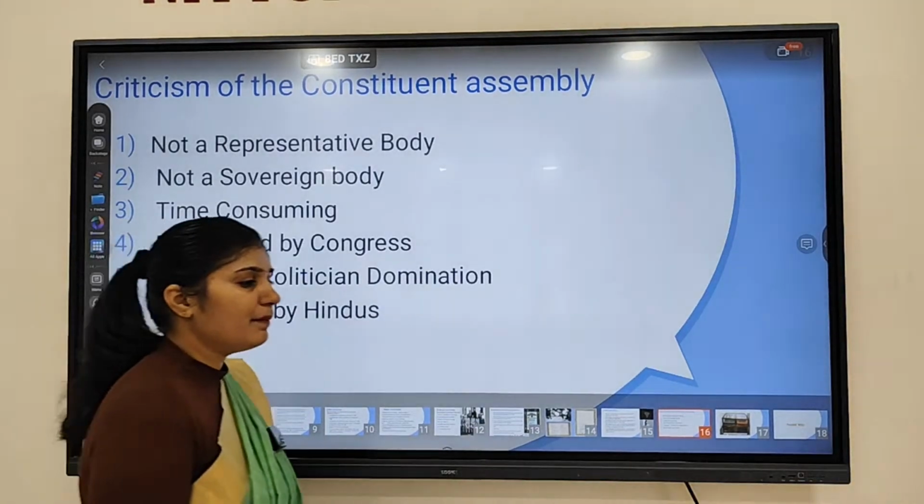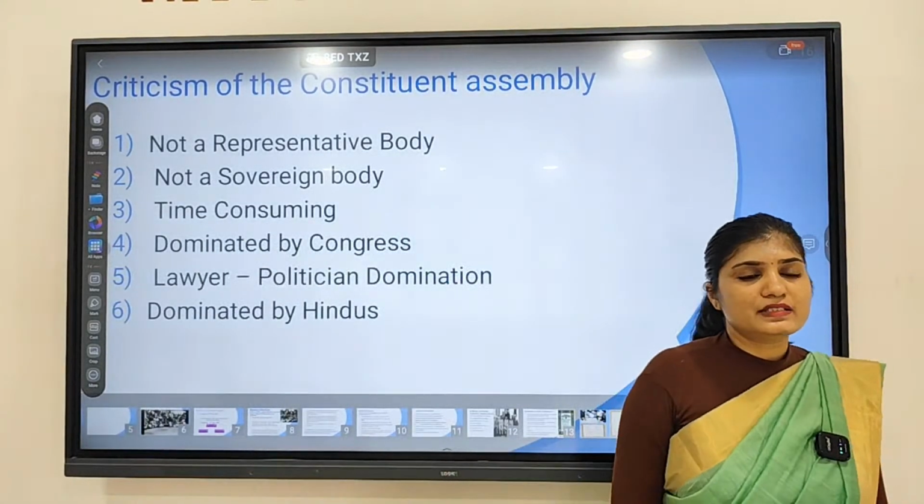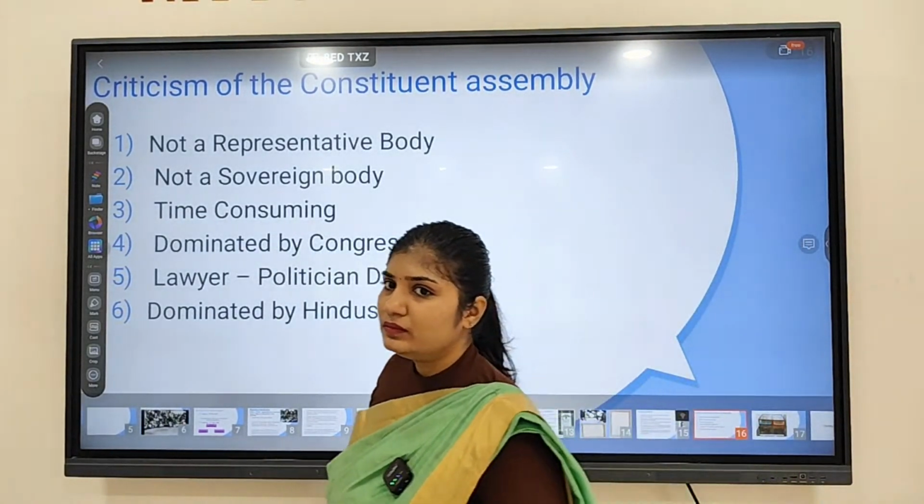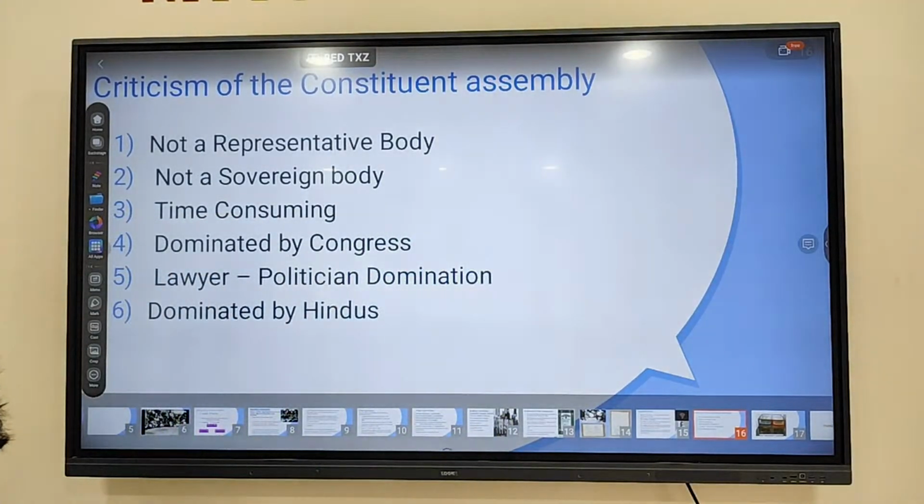And Dr. B.R. Ambedkar is also called a modern Manu. Have you heard this name, Manusmriti? What is that?